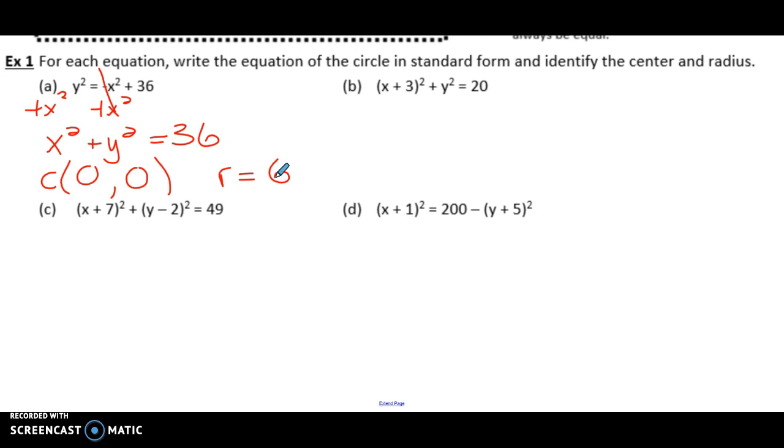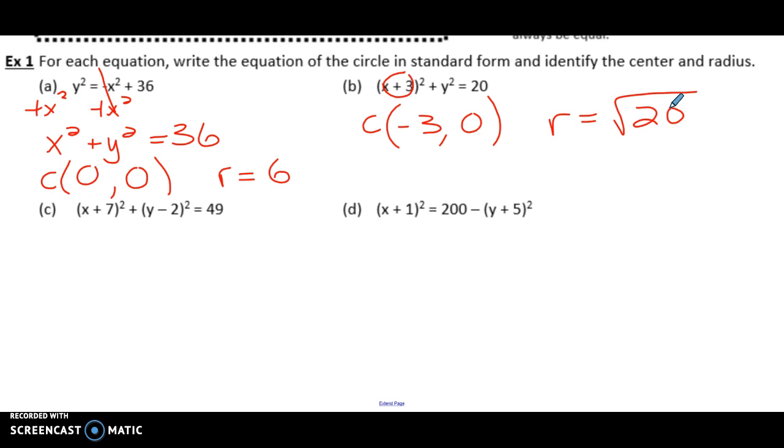Okay? Now b is already in standard form. The x's and the y's are both on the left, the constant's on the right. So what is the center of this circle? (-3, 0). -3, remember it's the opposite of this number, and this one doesn't have any parentheses, so that's a 0. And the radius is the square root of 20. Now, up until now, we've had prime numbers under a square root. But do you remember what to do when that square root is not a prime number?